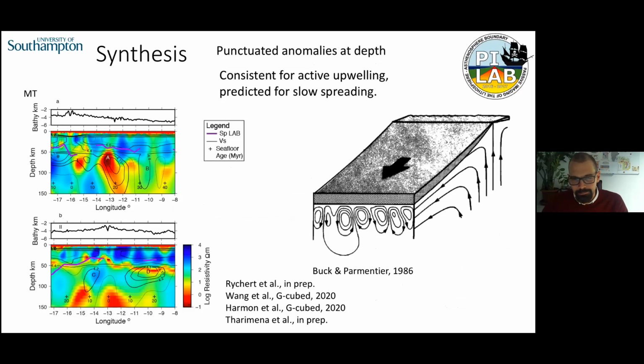Okay, so what's really nice about the punctuated anomalies is these things have been predicted by geodynamic models. The fact that you might have some active upwelling and some small scale convection, and that might bring hotter temperatures shallow, and then also cause a small amount of decompression melting. So that's really nice.